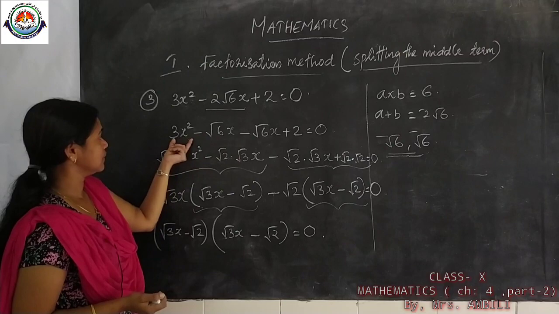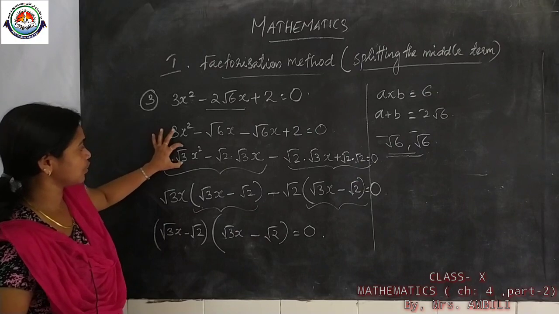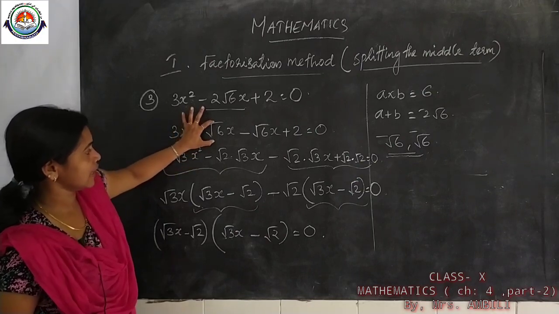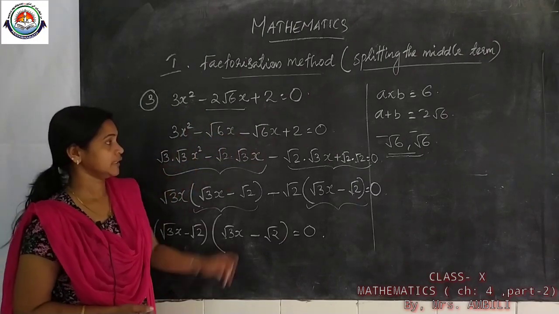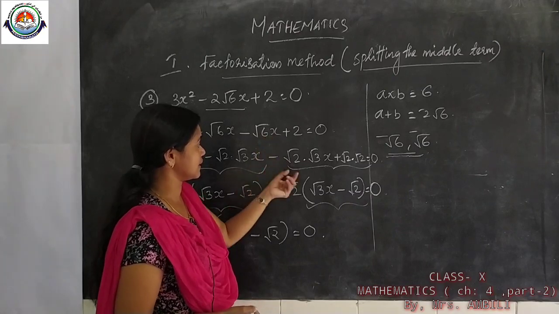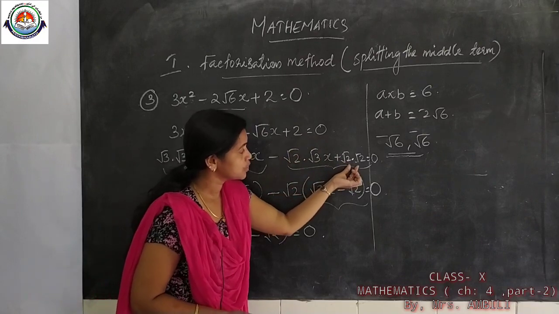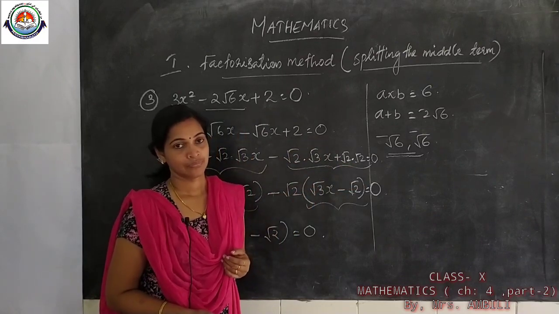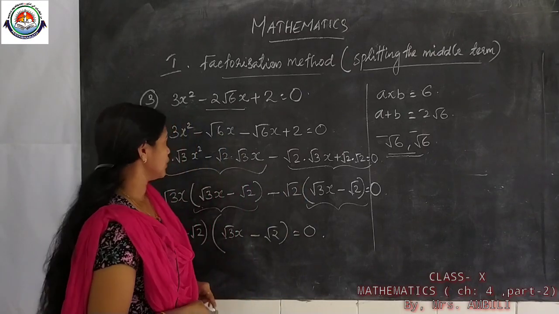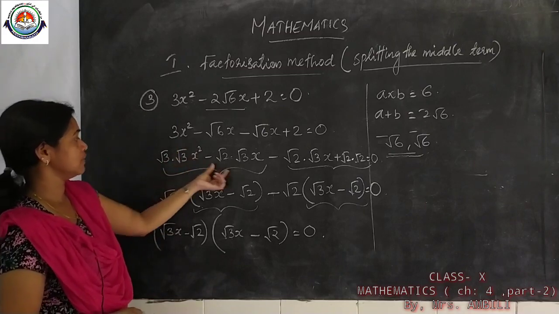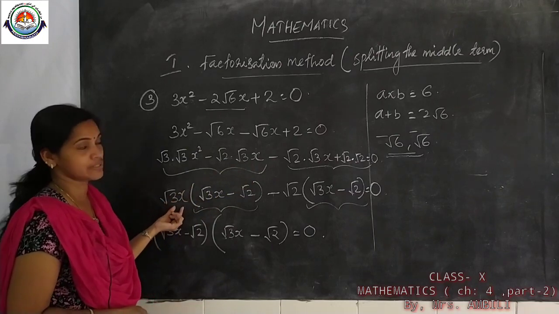Okay, so in the first two terms, we are splitting this 3 as root 3 into root 3, x square. Root 6x we are changing to root 2 into root 3 into x. Then in the third term, minus root 6x, again we are changing to root 2 into root 3x, and 2 we are changing to root 2 into root 2. Why we are changing? For getting a common factor. So now we got a common factor from the first two terms. Here root 3 is there, here also root 3 is there, here x square, here x. So we can take root 3x outside.